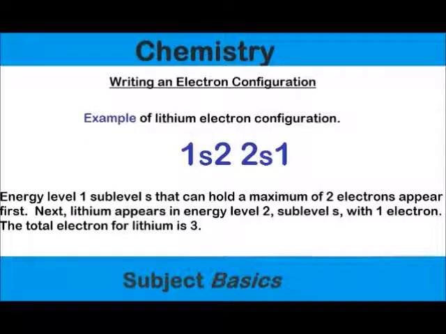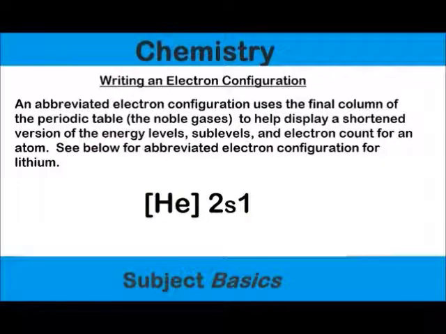Now there's another way of displaying an electron configuration that's important. It's an abbreviated electron configuration. And this is important because given that there are atoms with many electrons, we would be writing out very long configurations if not for this abbreviated format. And in fact, for lithium, it would look like this: [He], He of course representing helium, followed by 2s1.